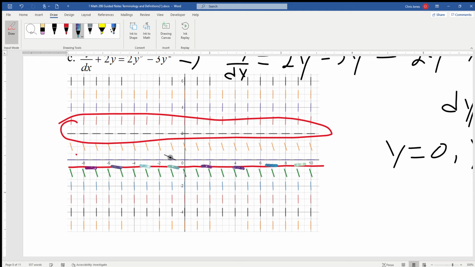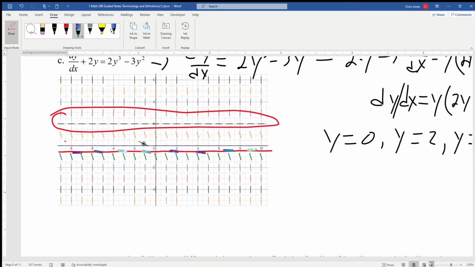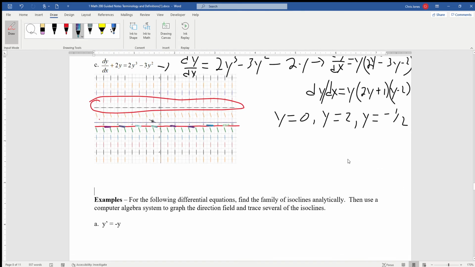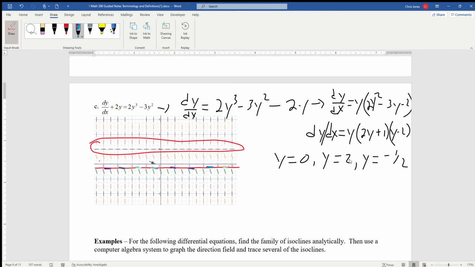Now, Desmos didn't capture it. You can't capture everything, and that's one of the benefits of having the analytic solution in tandem with the geometric solution. As you know from Calculus 1, Calculus 2, Calculus 3, whatever math you've taken before, the graphing calculator doesn't capture everything. So that's why we need these algebraic, also known as analytic, solutions.